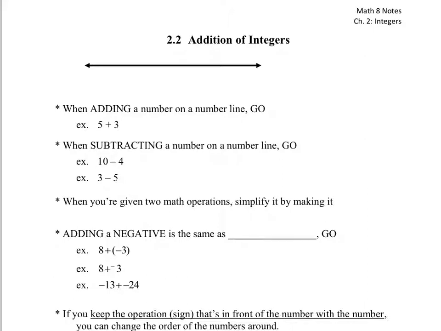But for example, when adding a number on a number line, we always go the same direction. So 5 plus 3 is 8. So if I put that on a number line here, I have my 5, and I have to go 3 jumps there. That's going to get me to 8. So we are always going right when we are adding on a number line.